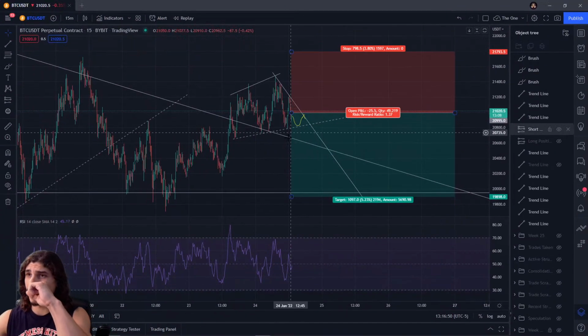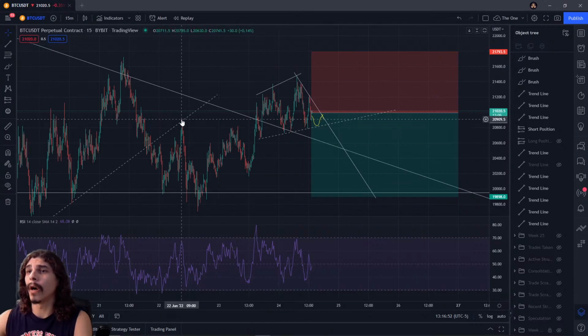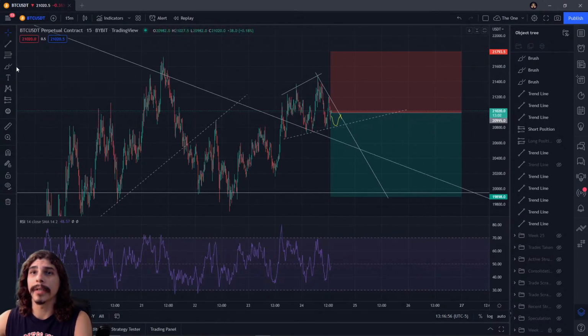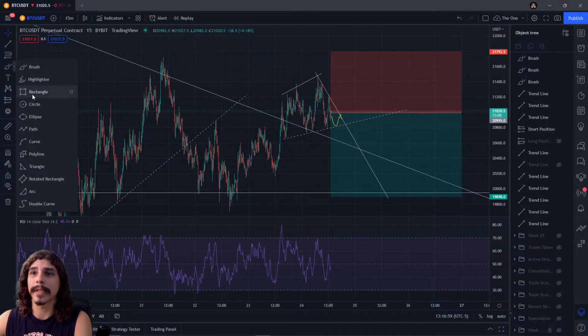And what I'm going to be doing here is I'm going to be targeting some other areas of support and resistance that we have seen horizontally. So here I can see that this is a zone.